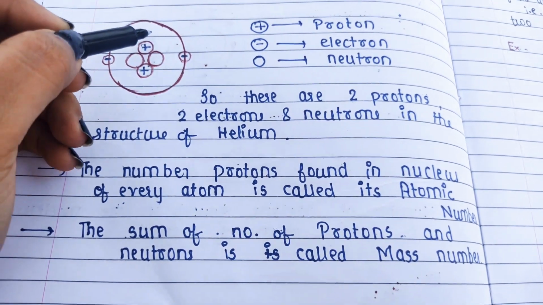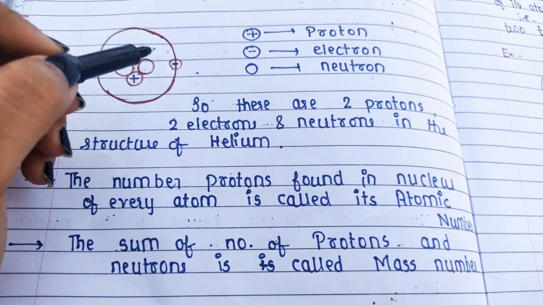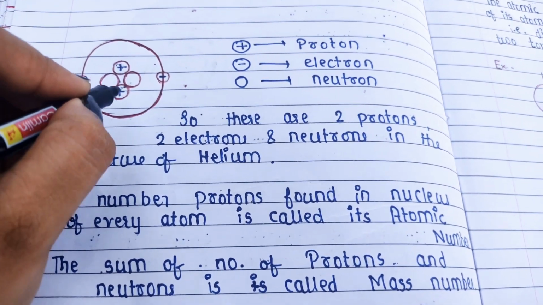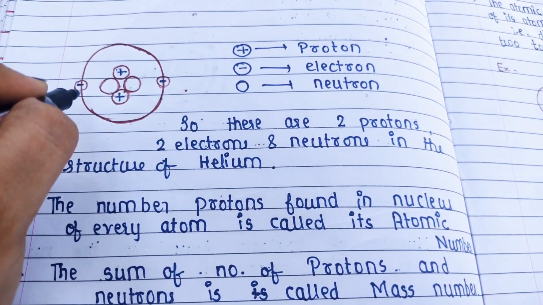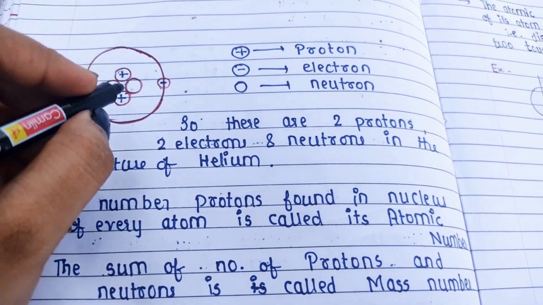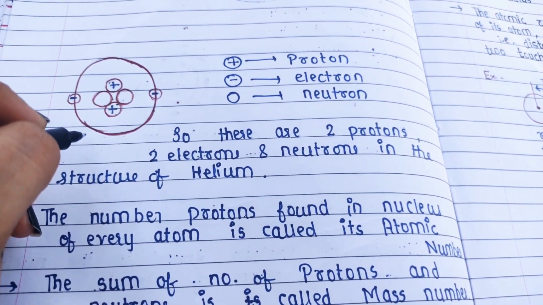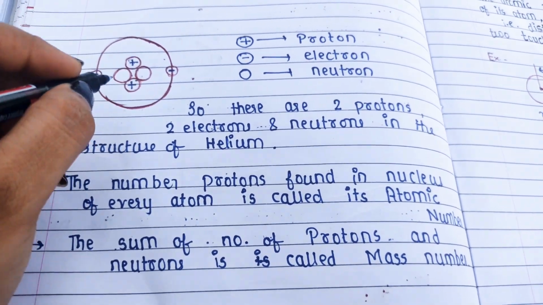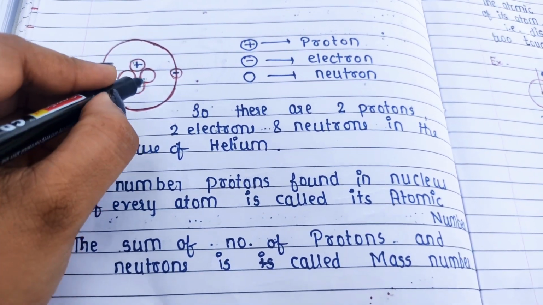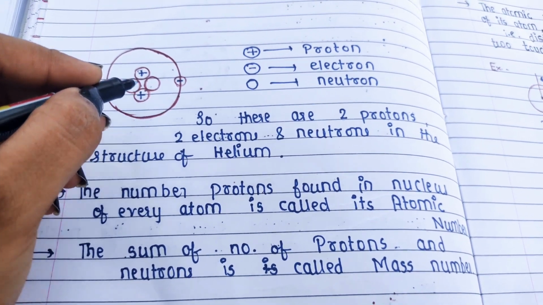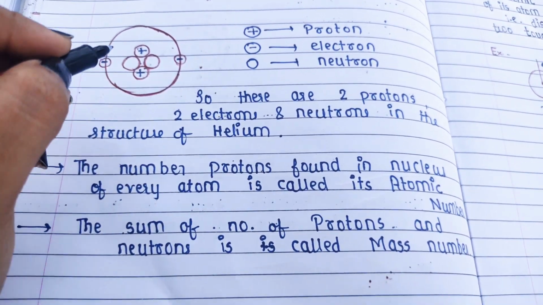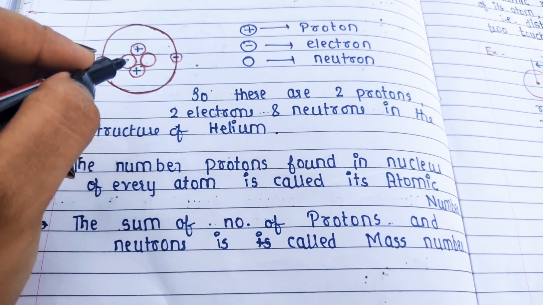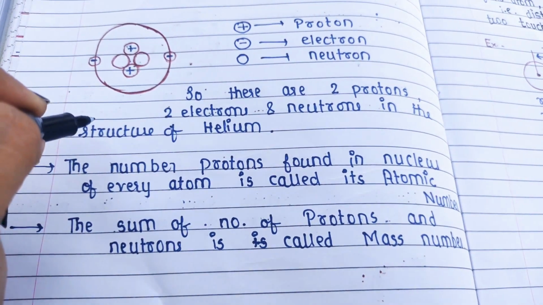This is the diagrammatic explanation of the helium example. There are 2 protons in the helium atom, 2 neutrons and 2 electrons. These are the electrons. So we can say that in the helium atom there are 2 protons, 2 neutrons and 2 electrons. As per the definition, the number of protons found in the nucleus is called the atomic number, and the sum of the number of protons and neutrons is called the mass number.